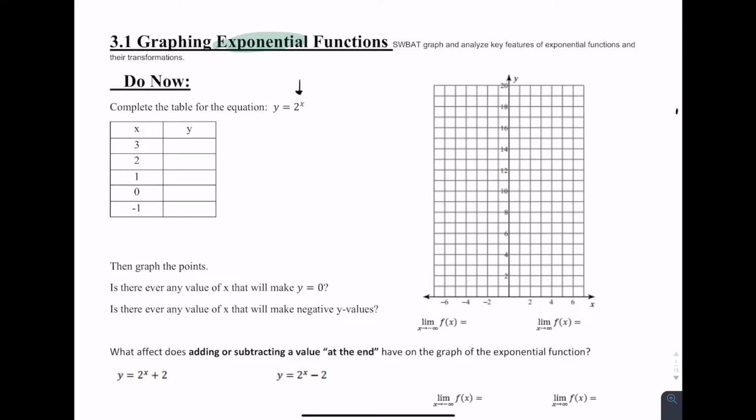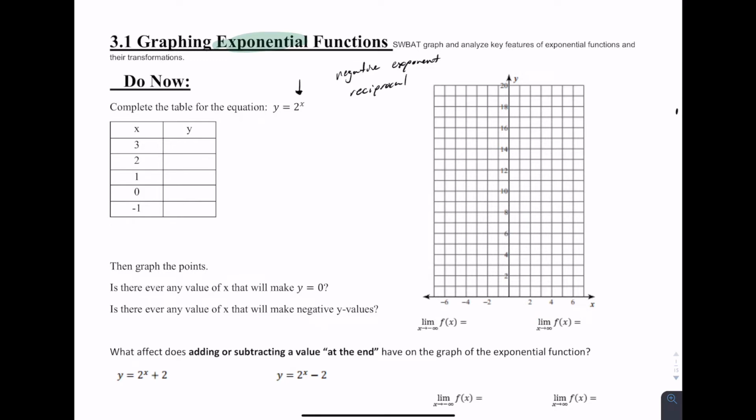Now, if it has a negative exponent, then it's a reciprocal. That means it's like a flip. So I'll show that in a second. The do now is going to be to complete this table for this equation.